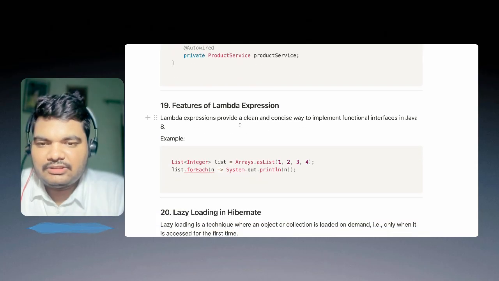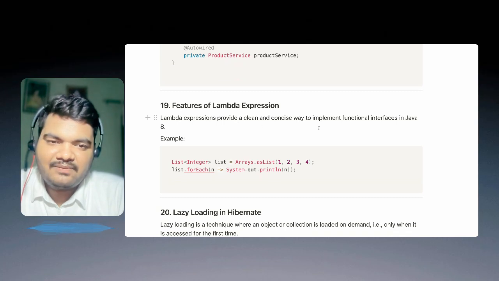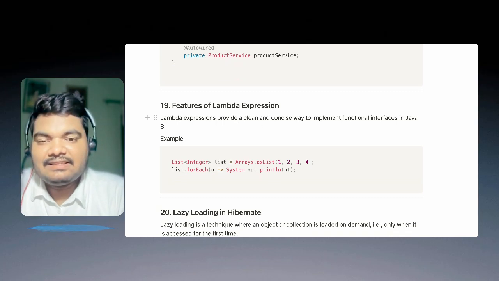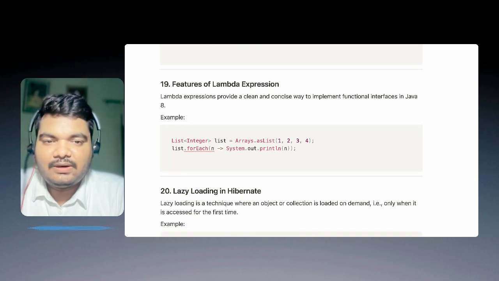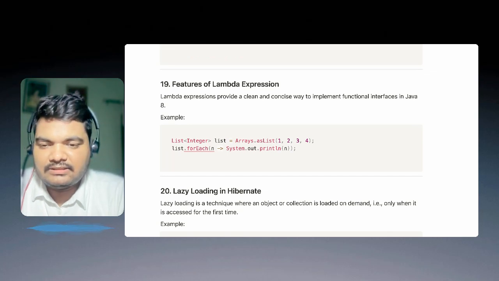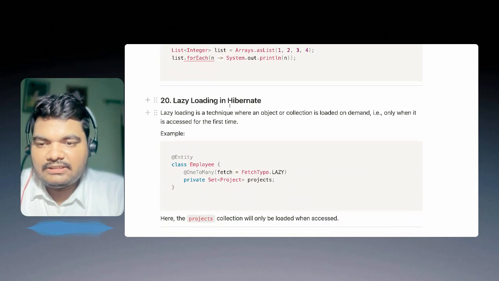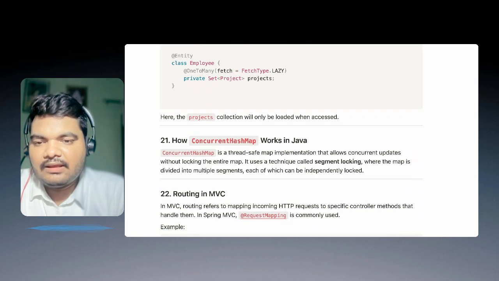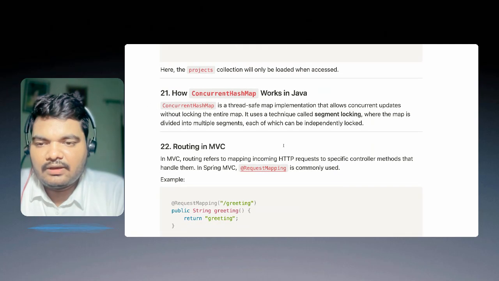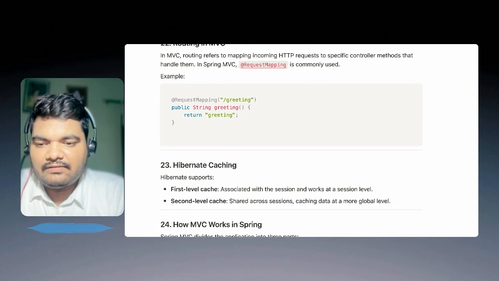Features of lambda expression. Lambda expression provides a clean and concise way of implementing a functional interface, right? They'll also ask you to implement a functional interface using a lambda expression, okay? So you must know the question somewhat. I hope I have discussed this in this document. Then basic definitions around Hibernate lazy loading. What is lazy loading? How does ConcurrentHashMap work in Java? Okay, routing in MVC. These are definitions I've given.